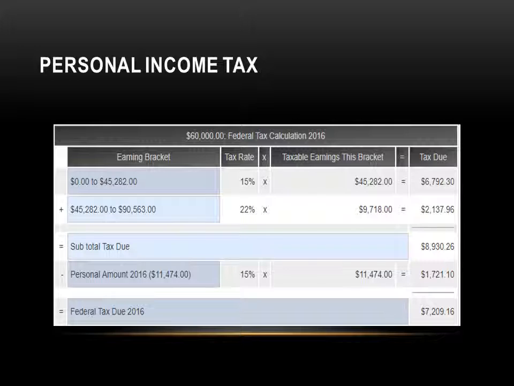So you need to subtract the second bracket from the total earnings. The difference is 9,718. So the amount that needs to be paid by the individual is $2,137.96. The total amount that the individual needs to pay is $8,930.26 out of the $60,000 annual income.